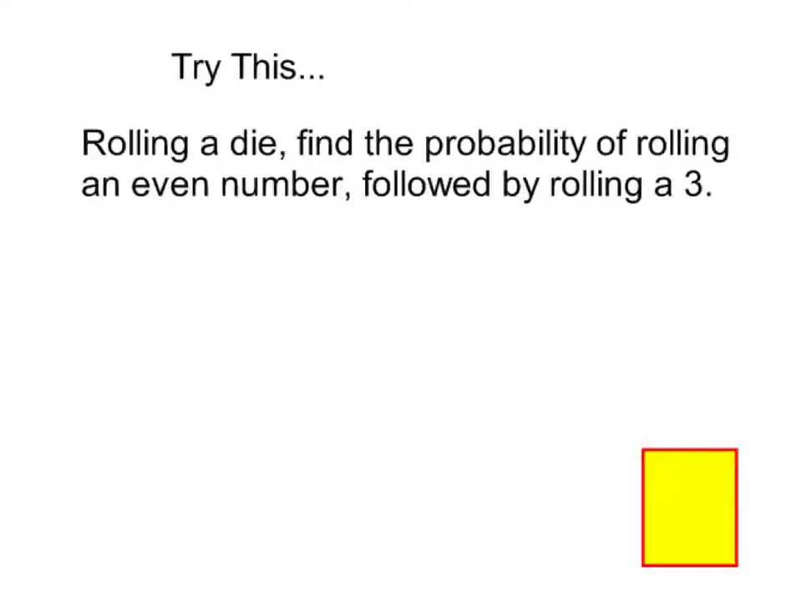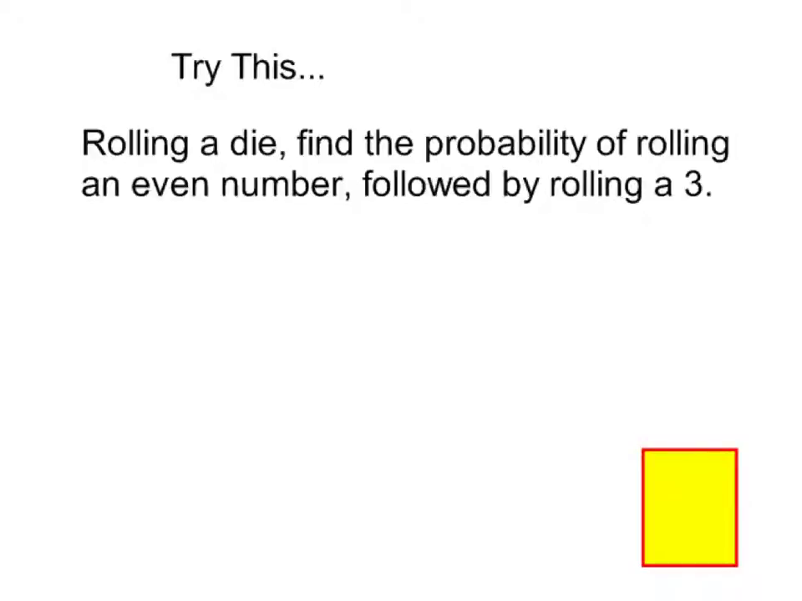Try this one on your own. If you were to roll a die, find the probability of rolling an even number followed by rolling a 3. So these are independent events. One does not depend on the other one. Pause the video and then continue.